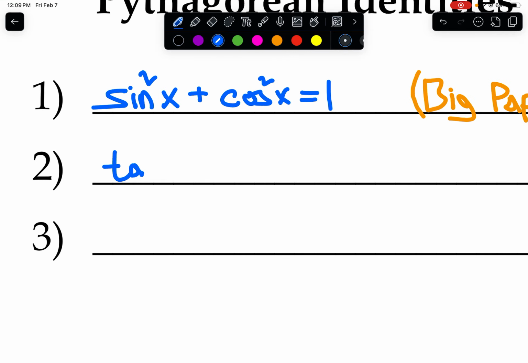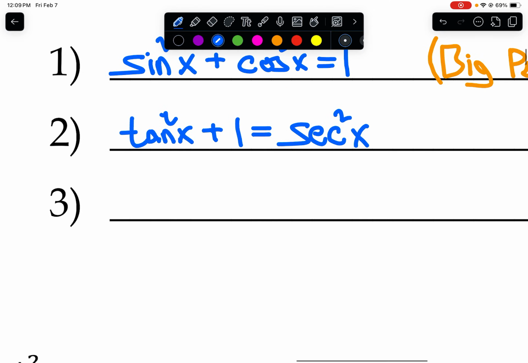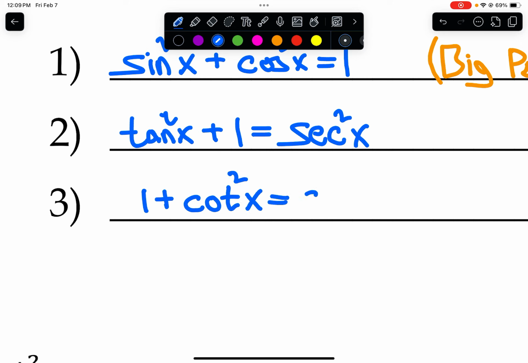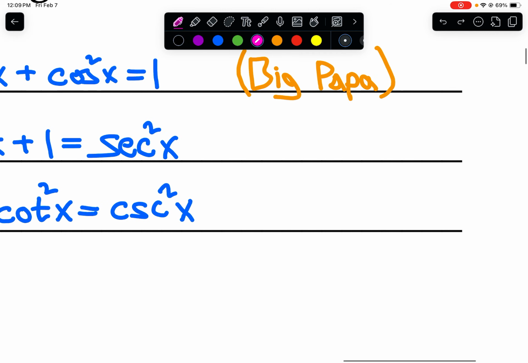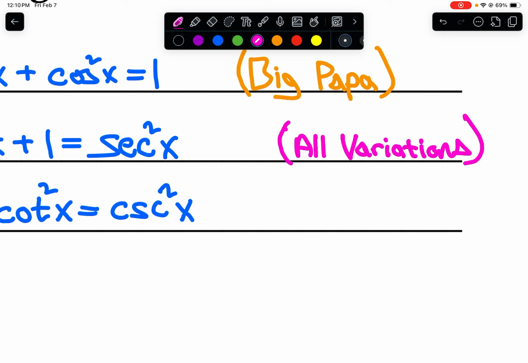Your next one is tangent squared x plus 1 equals secant squared x. And your other identity is 1 plus cotangent squared theta, or x, equals cosecant squared x. As a recap, I like to remember that the c's go together, cotangent and cosecant. That's how I remember it. In addition to your Pythagorean identities, make sure you also know all variations. That bell is so annoying.